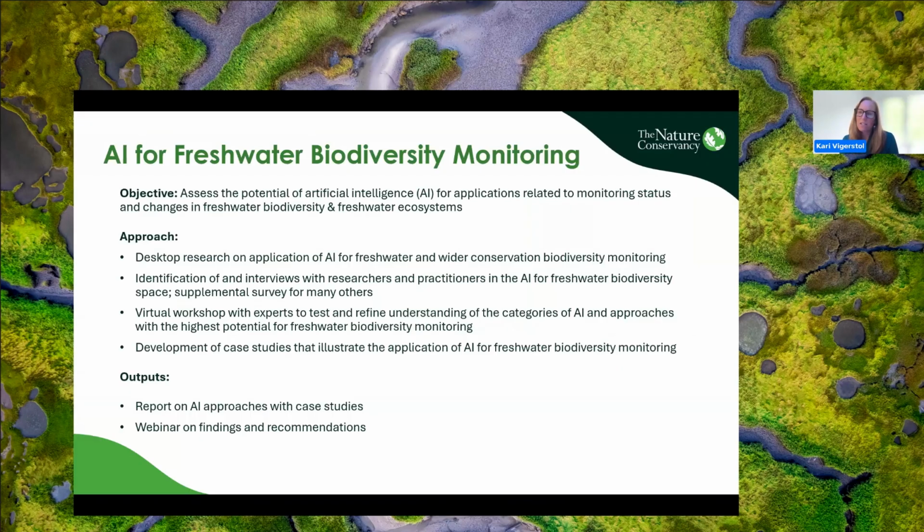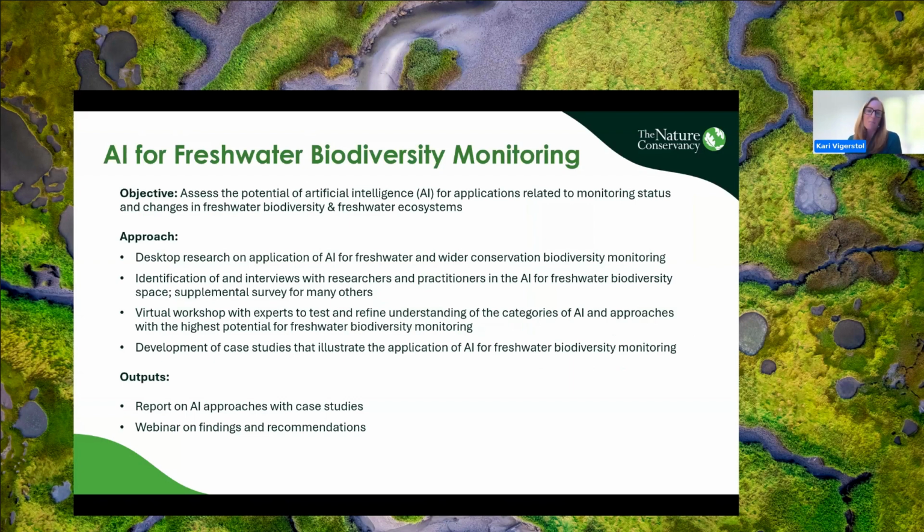As you know, there are lots of gaps in our data sets and our understanding of our freshwater biodiversity in many places around the world. So we wanted to explore how AI might be able to be used to help more quickly analyze and fill gaps in data for an understanding of freshwater biodiversity and freshwater ecosystems.